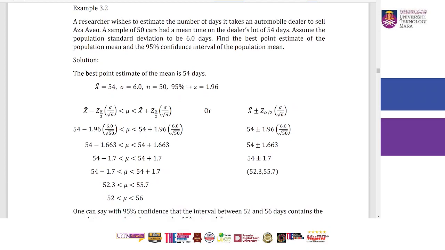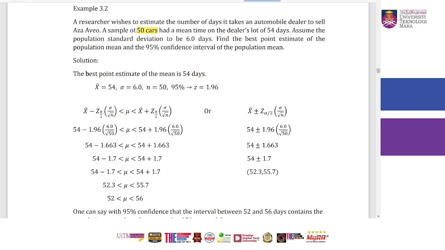Okay, let's see one example here. How do we use this information? It says a researcher wishes to estimate the number of days it takes an automobile dealer to sell a car. A sample of 50 cars is given. In this situation, 50 cars is a large sample, because it is greater than or equal to 30. So it is considered a large sample size.